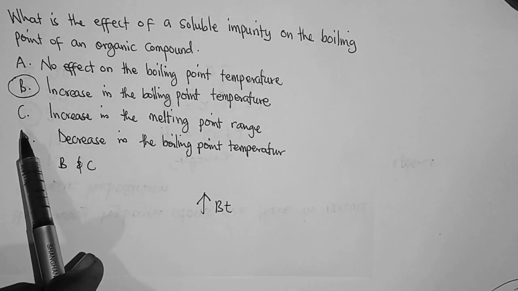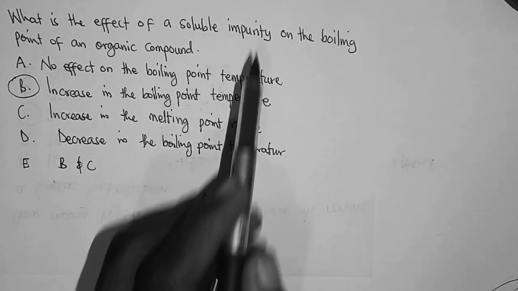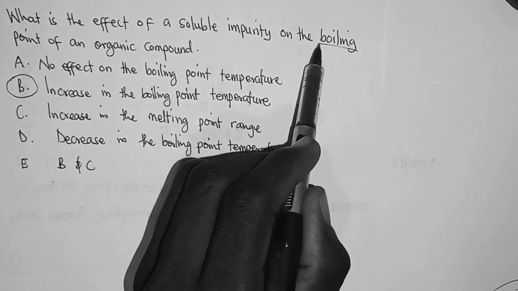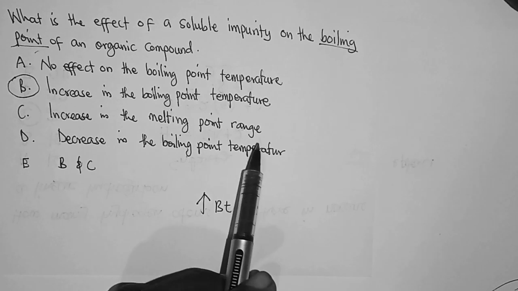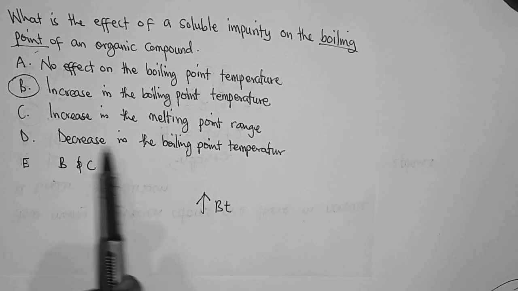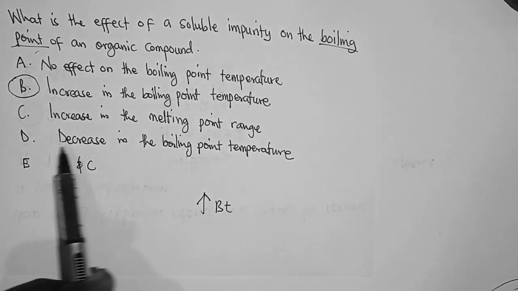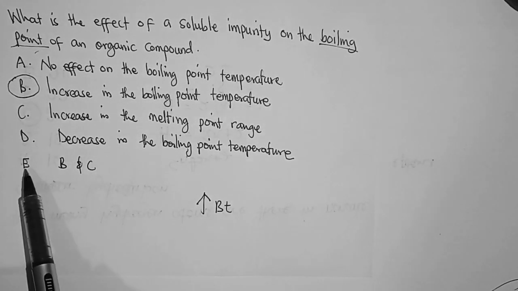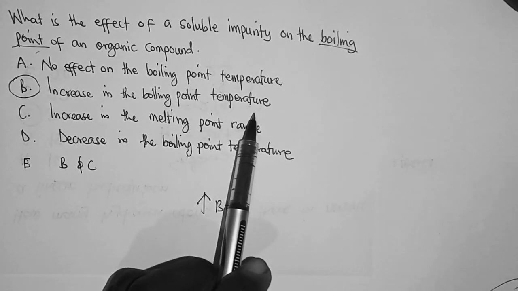Let's look at the other options. C. Increase in the melting point range. The question is about the boiling point. There is no mention of the melting point, so this answer cannot feature. And then D, decrease in the boiling point temperature. It's rather an increase in the boiling point temperature. And then E is B and C. So the correct answer is increase in the boiling point temperature.